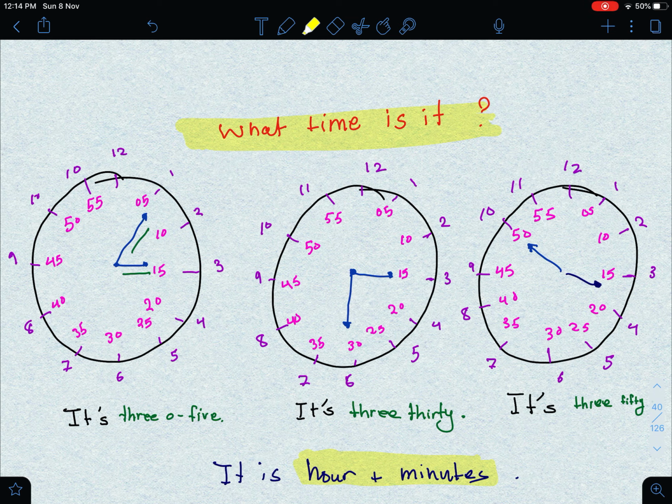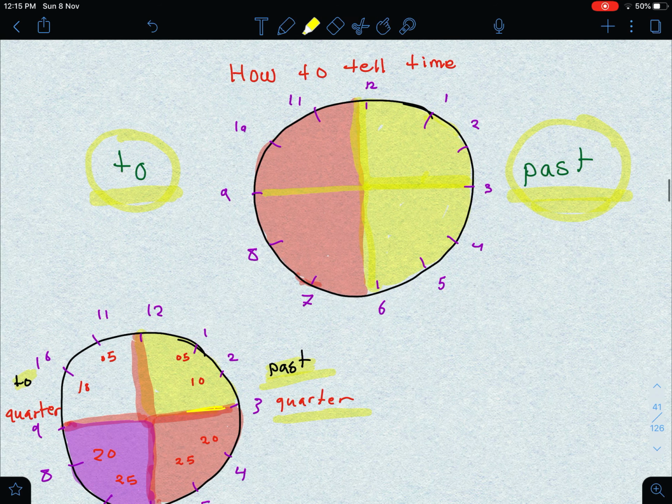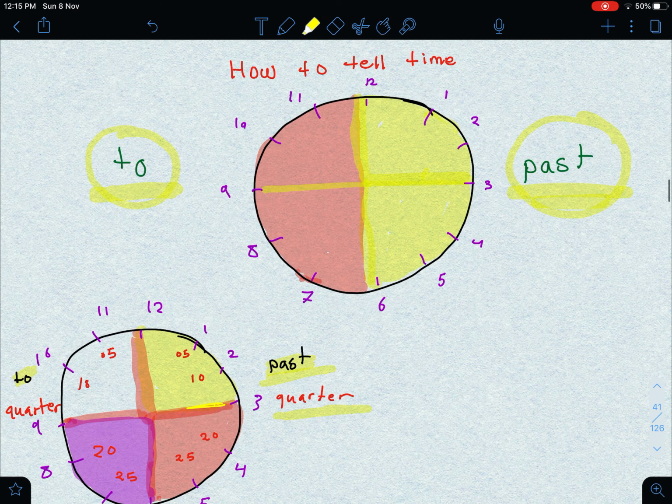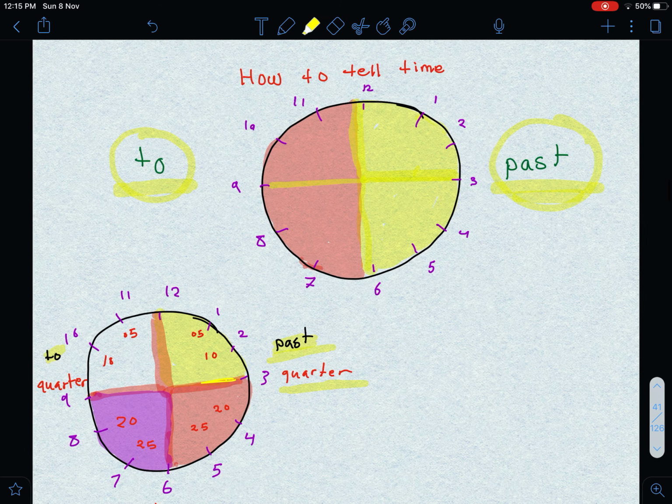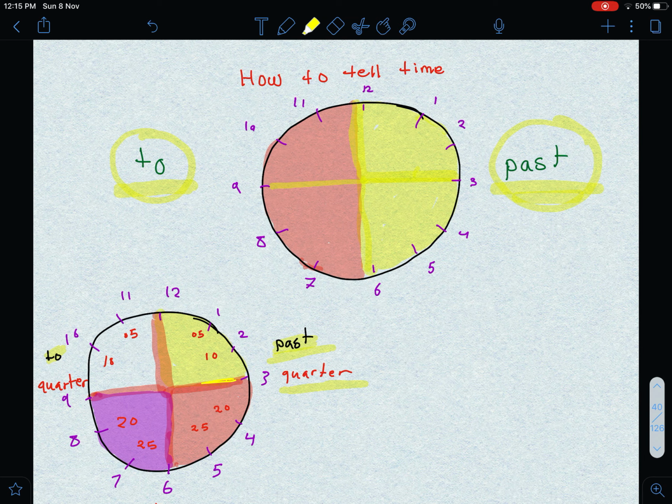This is the first way of how to express time. You just have to be very careful to pronounce the minutes accurately. Let me go through them for you: 05, 10, 15, 20, 25, 30, 35, 40, 45, 50, and 55. Is that clear? Now let's move on to the second way of telling time.